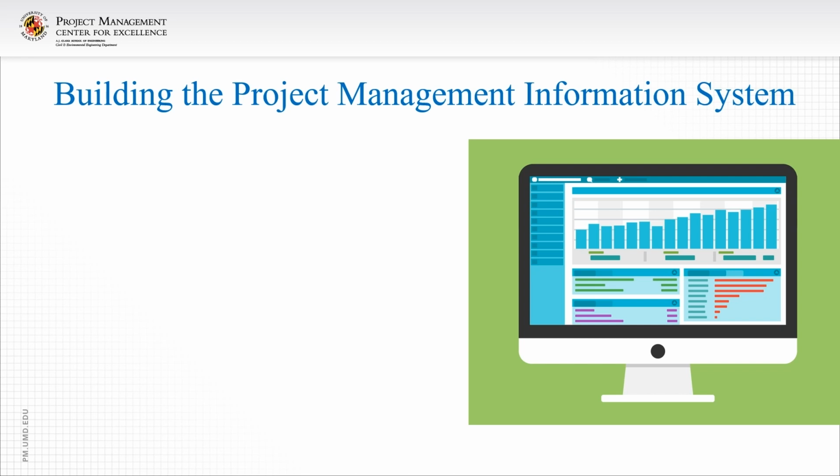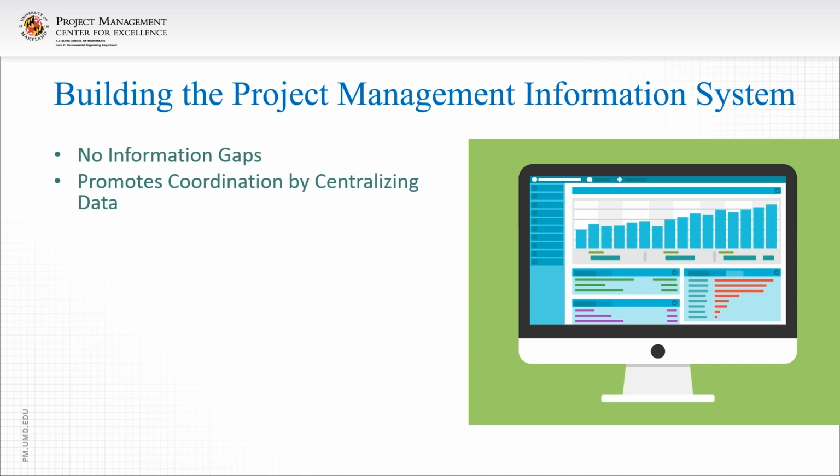When building a project management information system, I like to have 9 characteristics. The first one is no information gaps. I want to make sure all the information that I need for the program or project is in that information system, not in someone's spreadsheet, not in someone's Access database, or in Post-it notes they've posted all around their desk. I want to make sure that I can find all the information pertaining to that program or project in one place, the information system. Because this helps promote coordination by centralizing the data.